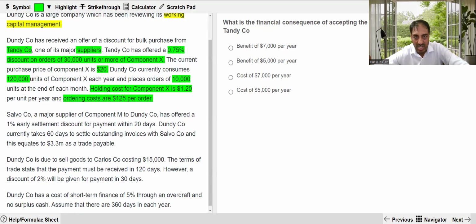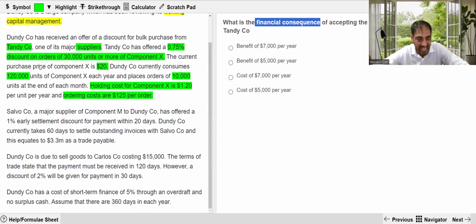This is something about 10D, and the very first question is about 10D. What is the financial consequence of accepting the bulk purchase discount from 10D company? Although it's one OTQ case study, each OTQ individually is not interlinked with another one, so you can independently attempt them one by one. The first one is 10D.